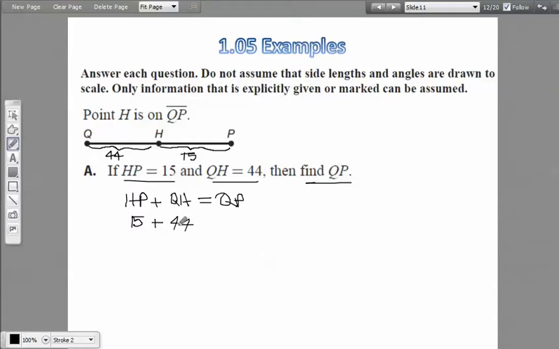So I can do some quick math here. 44 plus 10 is 54. 54 plus 5 is going to give me 59. I'd always suggest using a calculator if you've got one. So QP equals 59.